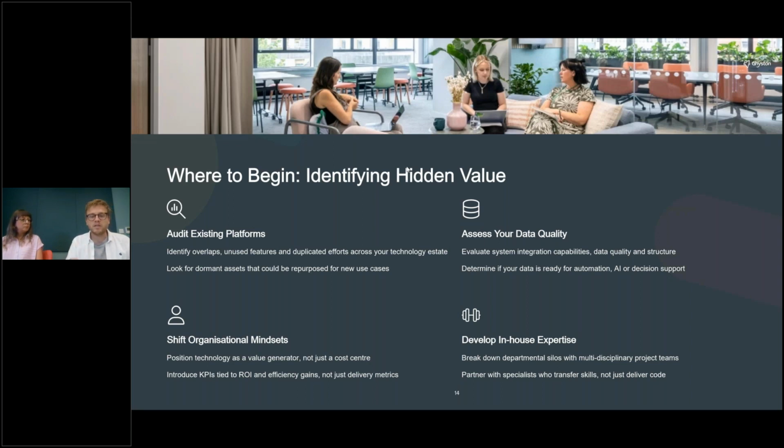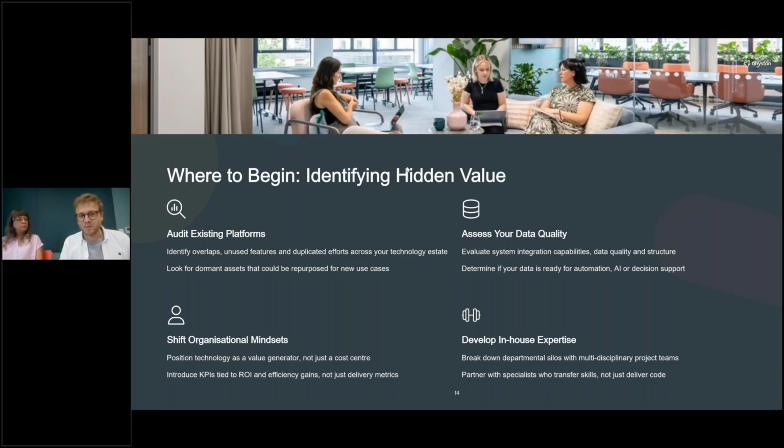We wanted to end on some practical places where you can begin, because I'm aware that something like the approach that they've taken requires buy-in from multiple stakeholders. It's a big project, so where can you start? And I think really it's about identifying the value that you already have.